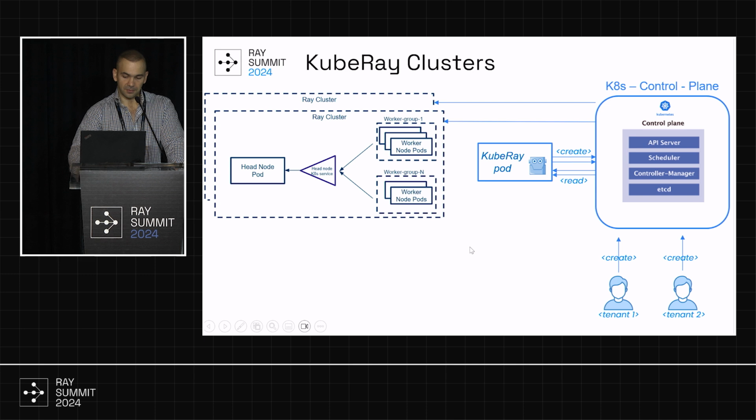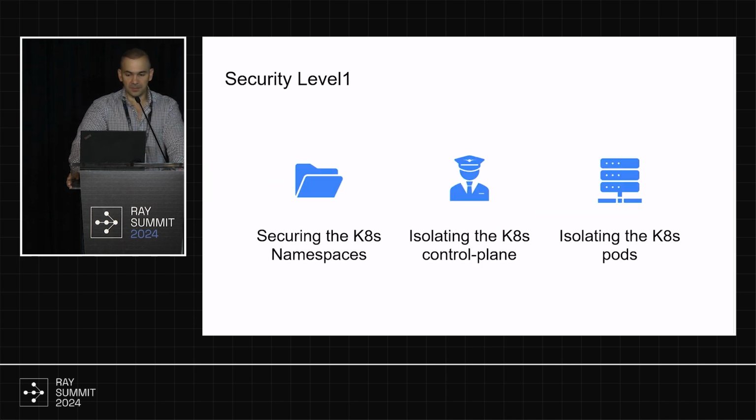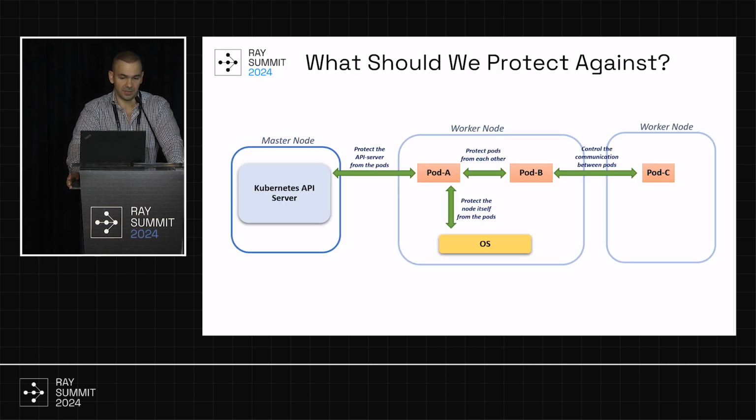So if you put the hat of a security expert, now you have to worry about the shared control plane, the shared KubeRay, and those pods that could belong to different tenants that are running on the same machines. And this is what we're going to tackle today. So we defined 3 different levels. We're going to go through each level. We're going to start with securing our namespaces. And a namespace is just a construct, a boundary in Kubernetes that comes out of the box. It's a built-in construct in Kubernetes.